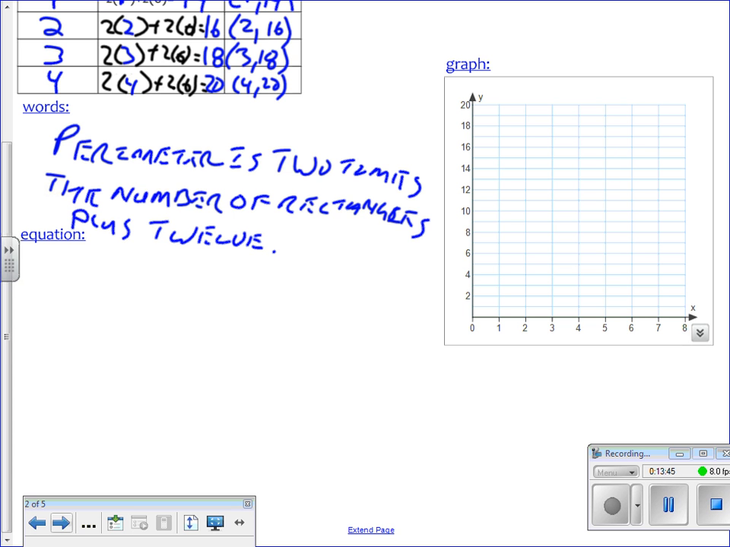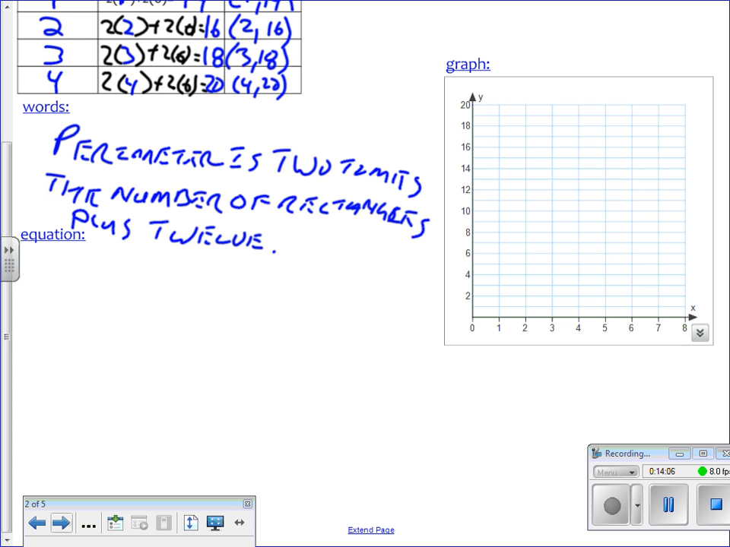You do not need to write out the words 2 and 12. You can use the numbers 2 and 12. You don't have to write it out in words. I'm just doing that to make it words. Okay. Yeah, so the perimeter is 2 times the number of rectangles plus 12, because that's what we did every time. We did 2 times the number of rectangles plus 12.